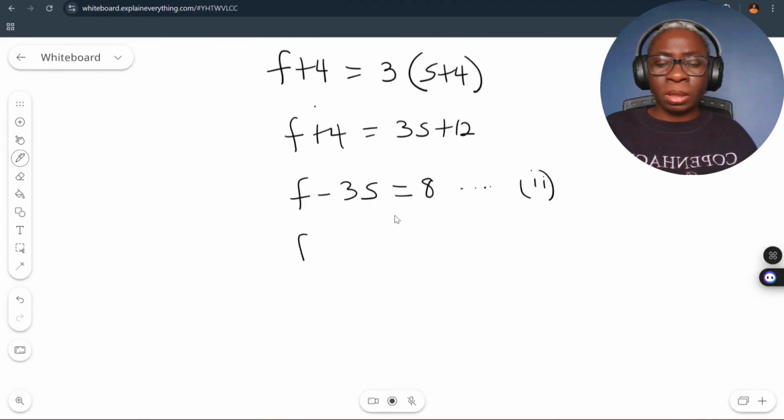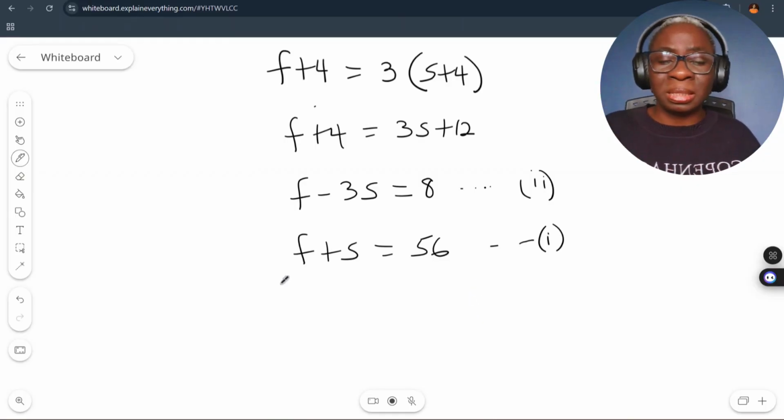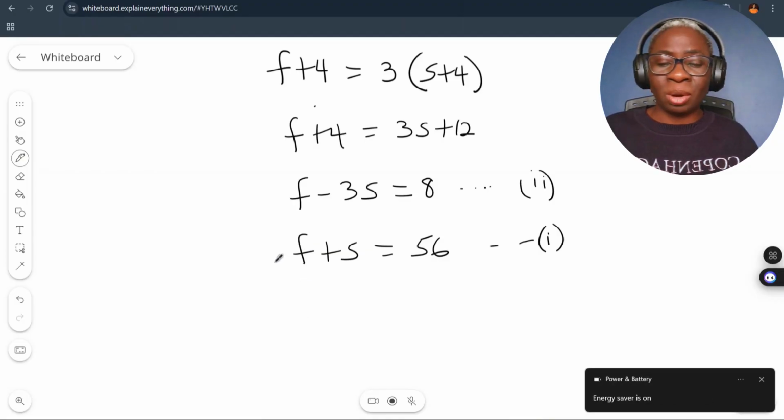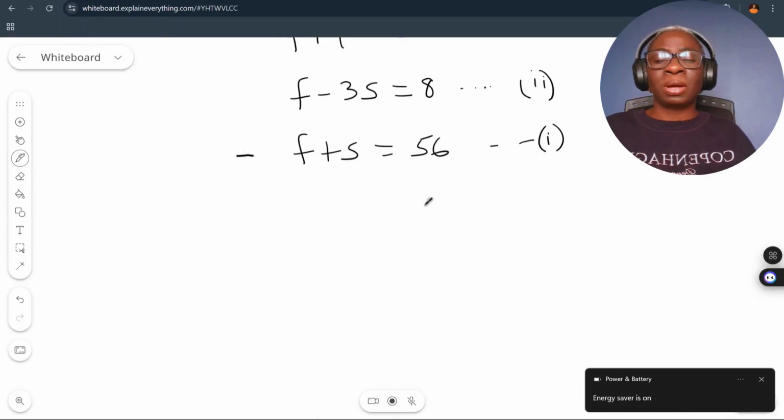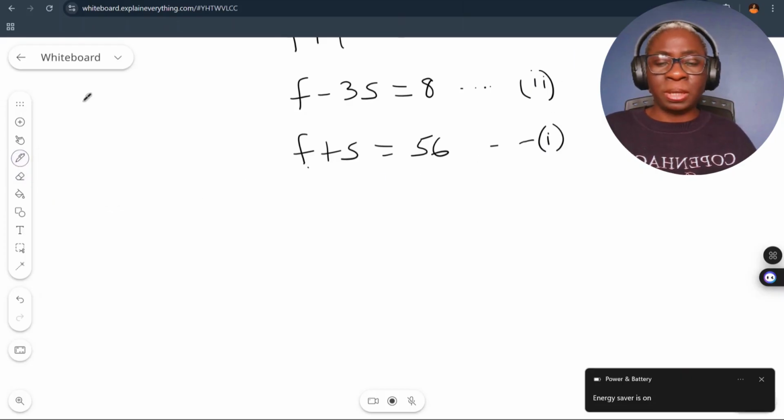So let's bring our equation 1 down so we can see both and know what we are solving. Since F and S both have the same coefficients, their coefficient is 1, let's just subtract equation 1 from 2 or 2 from 1, as the case may be. Let's write them properly. This is equation 1. So let's place equation 2 below it.